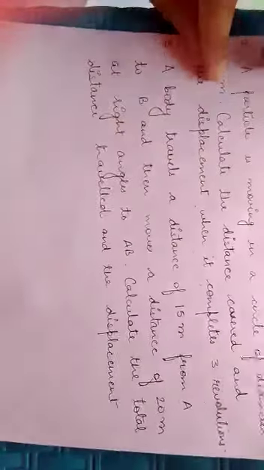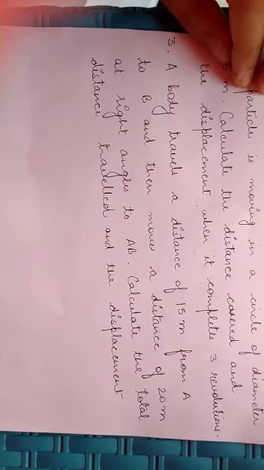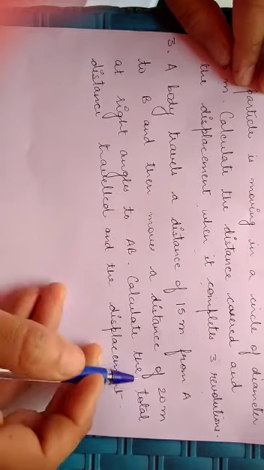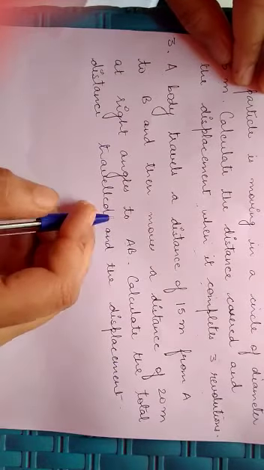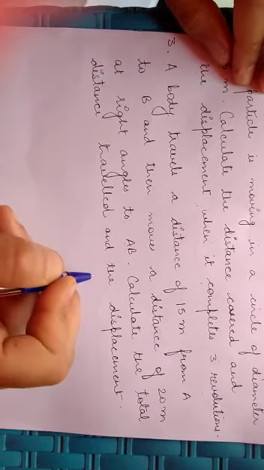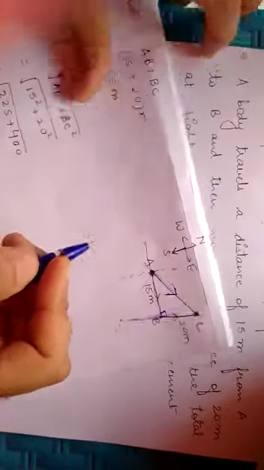A body travels a distance of, read the question all of you. A body travels a distance of 15 meter from A to B and then moves a distance of 20 meter at right angles to AB. Calculate the total distance travelled and the displacement. Now look here, I have drawn the diagram over here. I'll just draw the diagram once again.